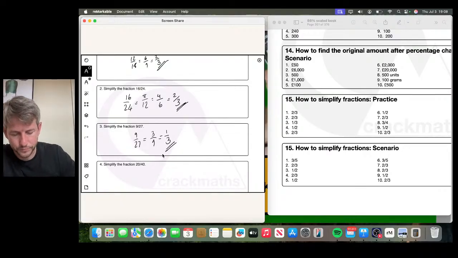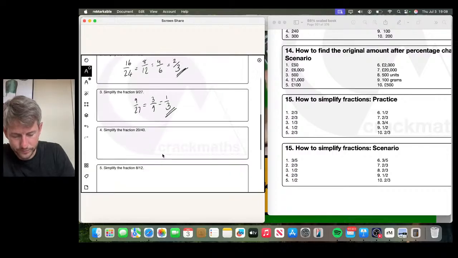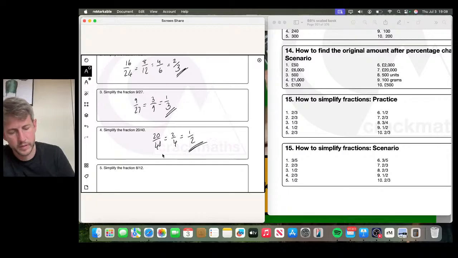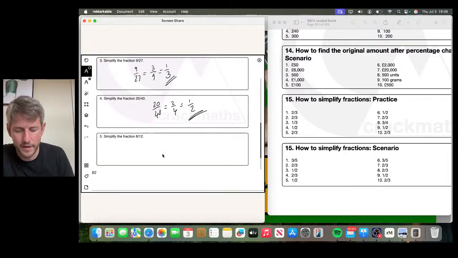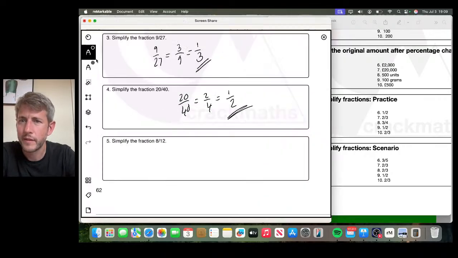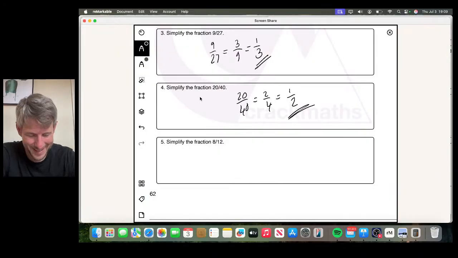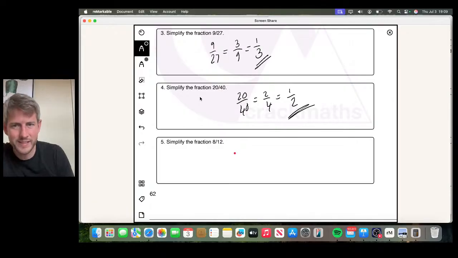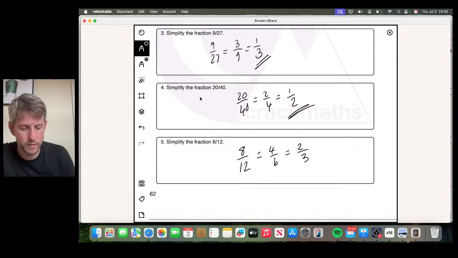Okay, right. 20 over 40 becomes 2 over 4, which is equal to 1 over 2. Okay. And then 8 over 12. Oh, sorry, I forgot to enlarge this. I got all flustered after that last mistake. Right, we've got here 20 over 40 equals 2 over 4 equals 1 over 2. And that's there. Okay, and lastly we've got here 8 over 12, both of these halve to become 4 over 6. Both of them halve again to become 2 over 3.